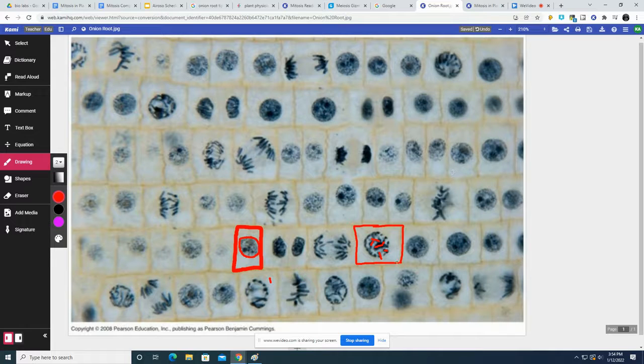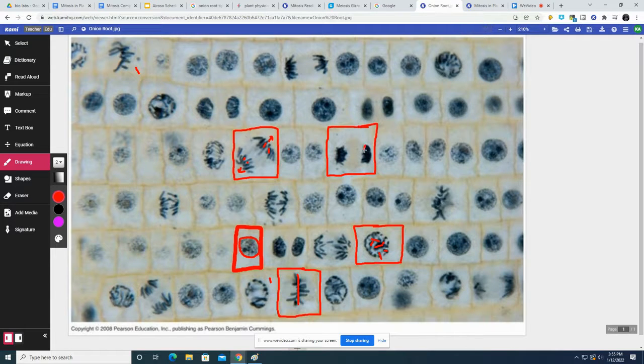Metaphase. Here's a metaphase right here, because you can see they're lined up right in the middle in a line. Here's another metaphase up here. Anaphase. Here's an anaphase right here, because look, these chromosomes over here are moving this way, and these over here are moving that way. And the last one is telophase. There's one right here.